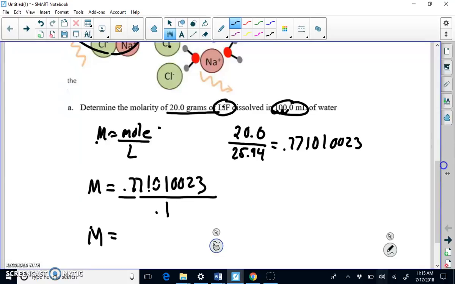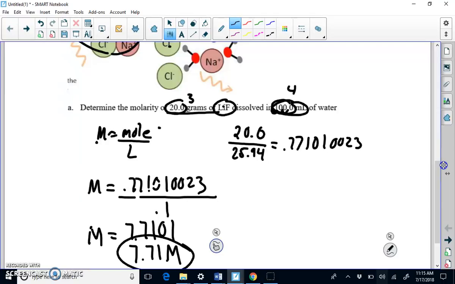Alright, and then this is division. So divided by 0.1 is 7.7101, and it goes on forever. Now we got to worry about the sig figs. If we look at the numbers that they gave us in the problem, this has 3, this has 4. So our answer needs to have 3 sig figs. So 7.71 big M is our answer for the molarity there.